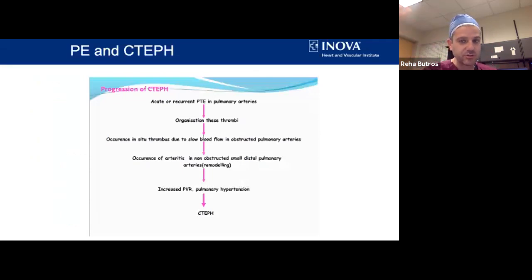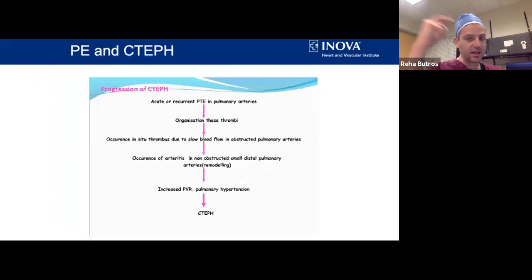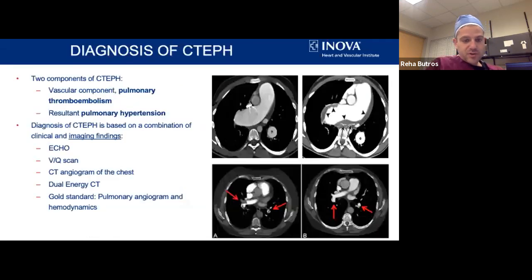You get acute or recurrent pulmonary arterial thromboembolism. The clot over time organizes and does not dissolve completely. This leads to slow blood flow in the vessels, and that leads to increased peripheral vascular resistance, abnormal remodeling, and pulmonary hypertension. So the diagnosis of CTEPH has two components. One is the chronic clot in the lungs causing fibrosis and scarring, and the resultant pulmonary hypertension. So these are the main two components.